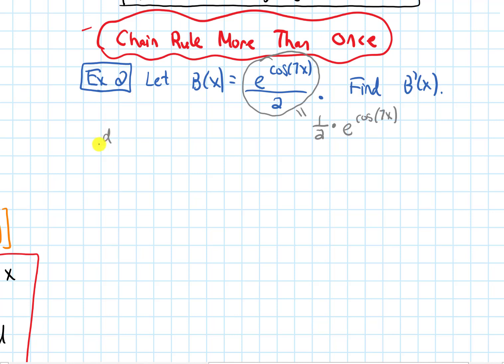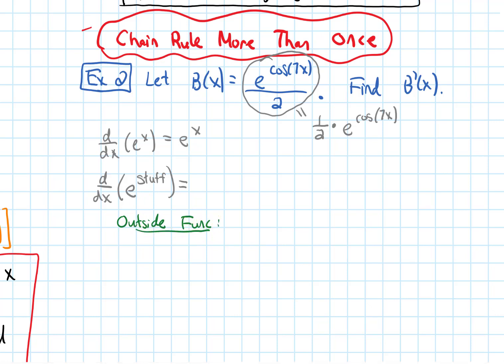Alright, so as review, remember that the derivative of e to the x is just itself. It's just e to the x. What we're after now is, how do we find the derivative of e to the something more complicated, e to the stuff? Okay, so to do this, let's identify what our outside function is and what our inside function is, because it turns out this is a composition of functions. So what is our outside function and our inside function?